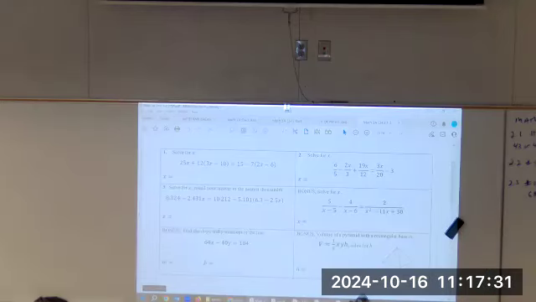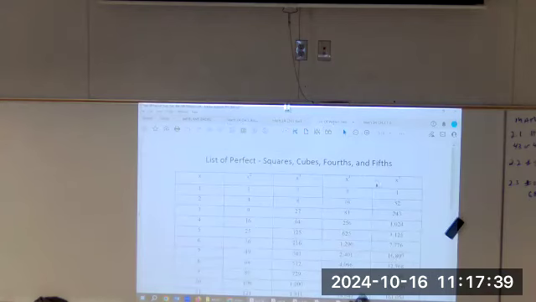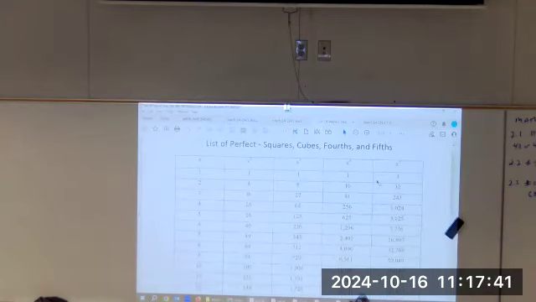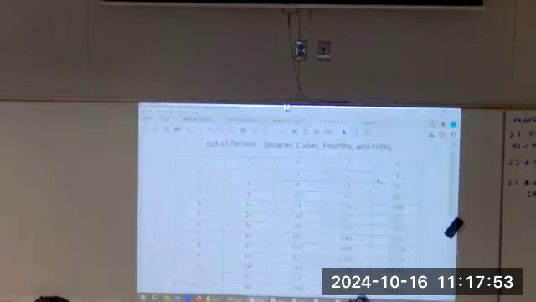So that's what you're going to see. I also want to just point this out. I'm also going to give you our post this. For 2.3, it's going to be a lot of square roots, cube roots, fourth roots, fifth roots. So here's a list of perfect squares, cubes, fourths, and fifth powers.